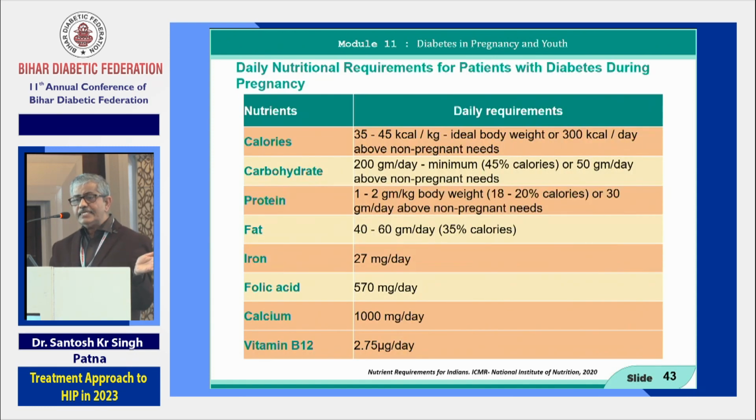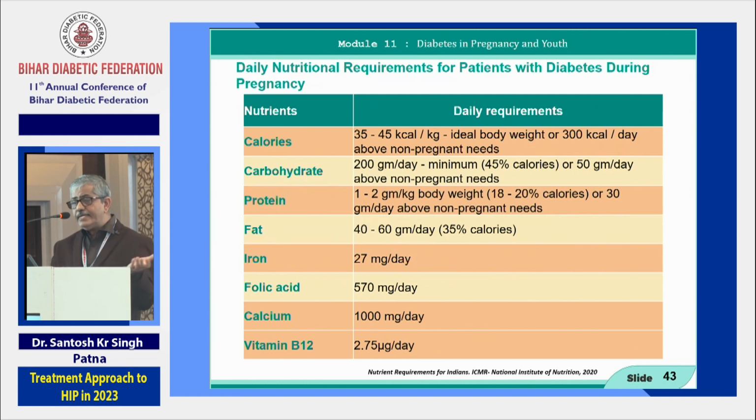The calorie intake, you can see 35 to 45 calories per kg or 300 kilocalories above the non-pregnant needs. So this is just a bookish thing we don't often require. It is just like going for a diet chart, and majority of my patients come up with a diet which is definitely more than what they should be taking. So it is very important to know the background diet of the patient population and then prescribe a diet.